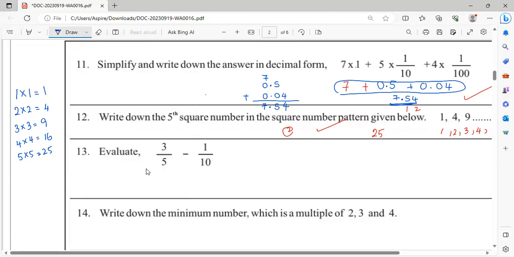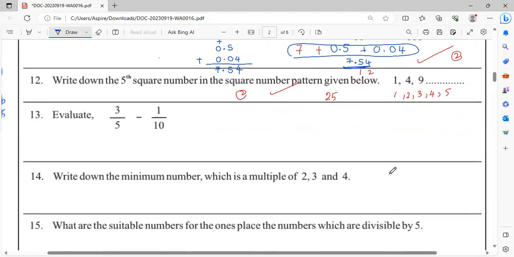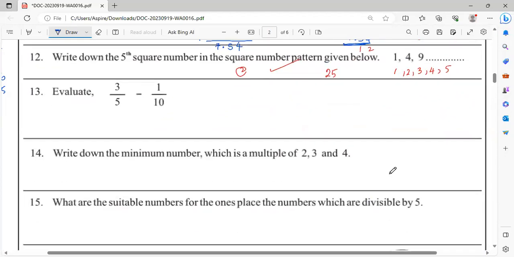Okay. Evaluate. Evaluate means find the answer. Okay. Now in this case, you have to detect this. It is a subtraction of two fractions with different denominators. Then what we have to do? We have to change the denominators into one common denominator. How do we obtain one common denominator? We can easily make 5 into 10 by multiplying 2.